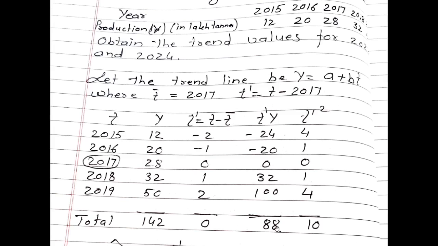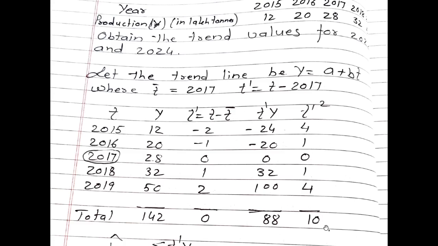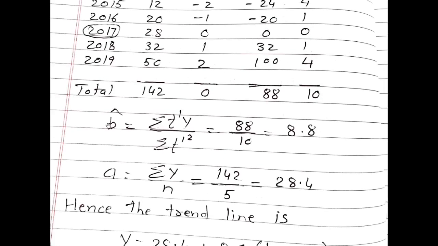The total becomes 88. 4 plus 1 plus 0 plus 1 plus 4, the total becomes 10. So we can find the estimated value of b as summation T dash y upon summation T dash square, that is equal to 88 upon 10, which is nothing but 8.8, and a is nothing but summation y upon n. Summation y is 142 and n value is 5, so 142 upon 5. So the answer is 28.4.